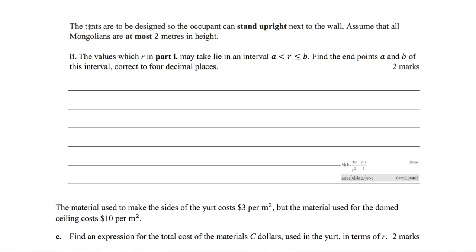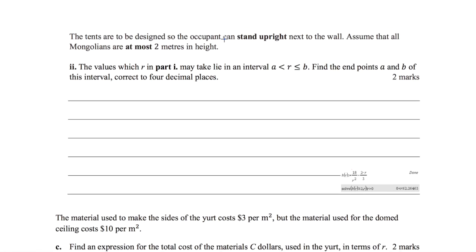So the tents are to be designed so the occupant can stand upright next to the wall. Assume that all Mongolians are at most 2 meters in height. That's a weird assumption. The values which r in part I may take lie in an interval between A and B. Find the endpoints A and B of this interval correct to 4 decimal places.